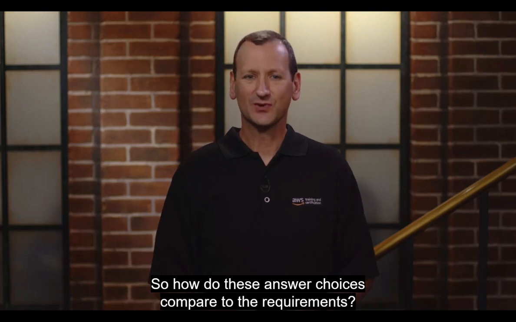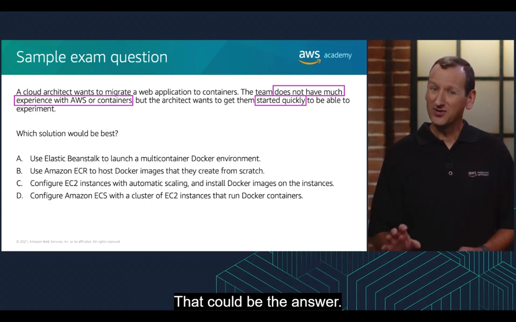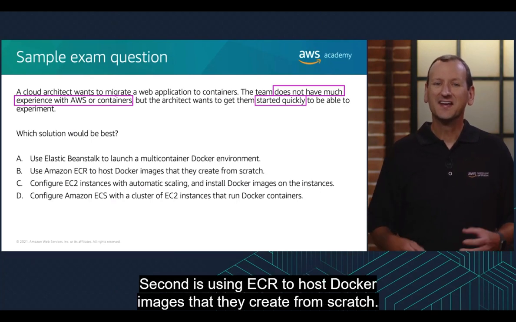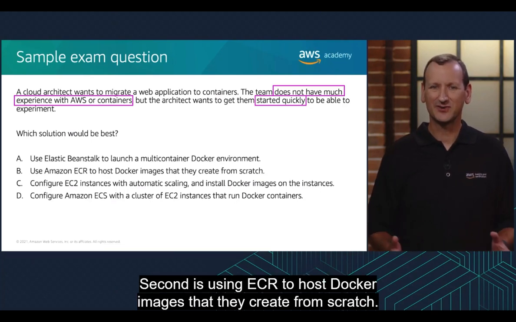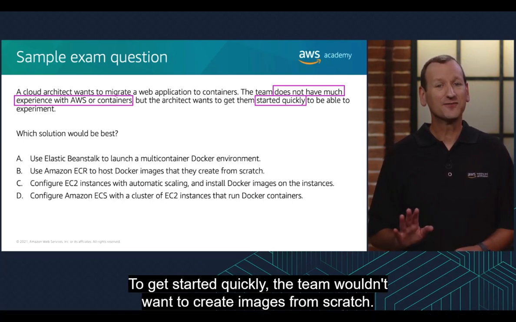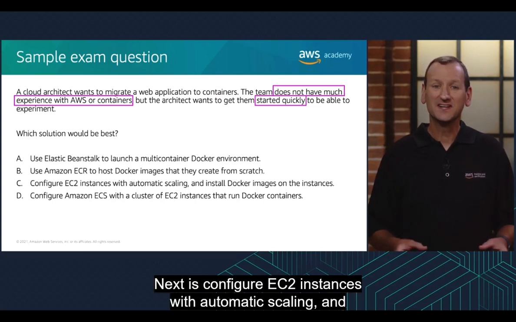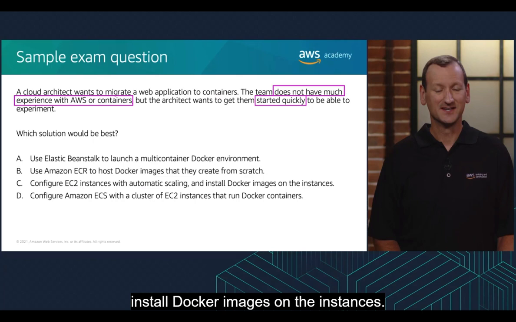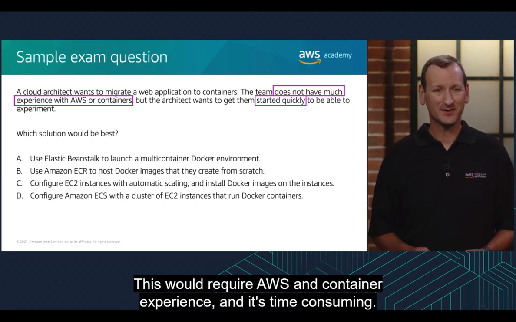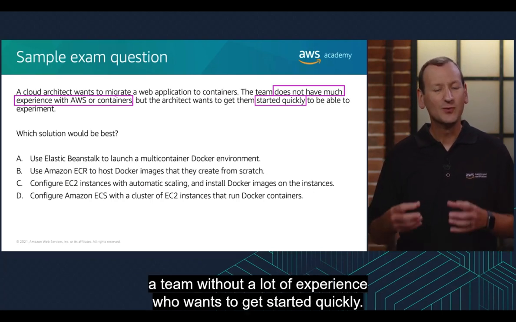So how do these answer choices compare to the requirements? First is using Elastic Beanstalk to launch a multi-container Docker environment. That could be the answer. Second is using ECR to host Docker images that they create from scratch. To get started quickly, the team wouldn't want to create images from scratch. Therefore, this doesn't seem like the best option. Next is configure EC2 instances with automatic scaling and install Docker images on the instances. This would require AWS and container experience, and it's time-consuming. This wouldn't meet the requirement for a team without a lot of experience who wants to get started quickly.